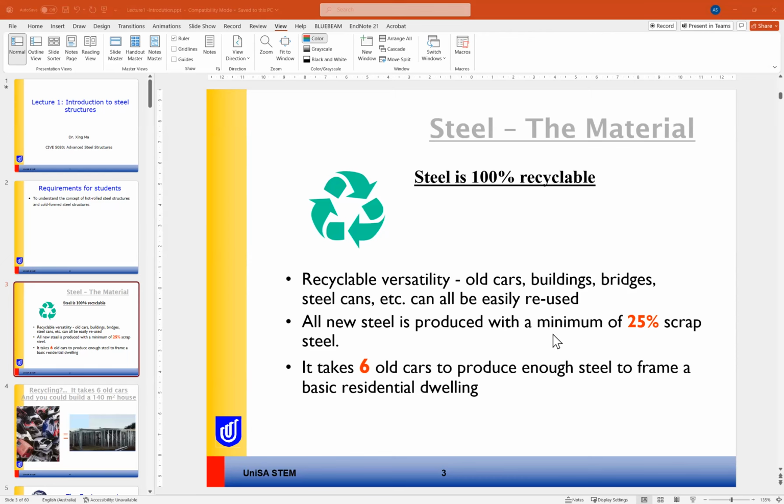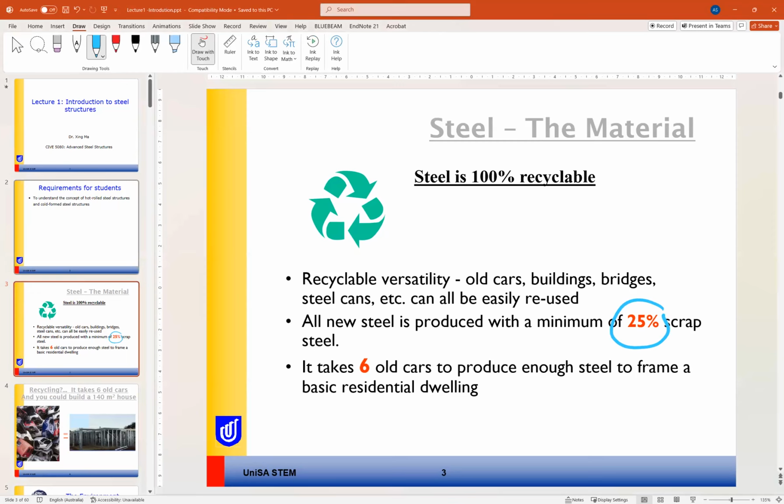All new steel is produced with a minimum of 25% scrap steel. So any new steel product will contain at least 25% recyclable or scrap steel. This helps us to be an environmentally friendly material and also will not consume more energy to produce the new steel.